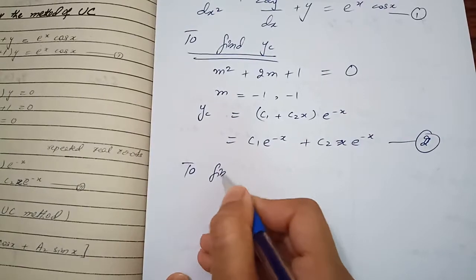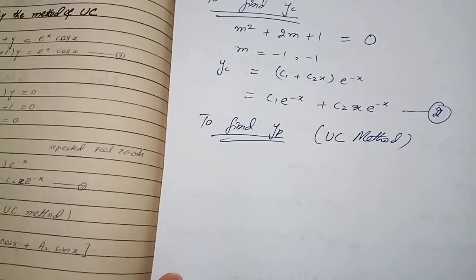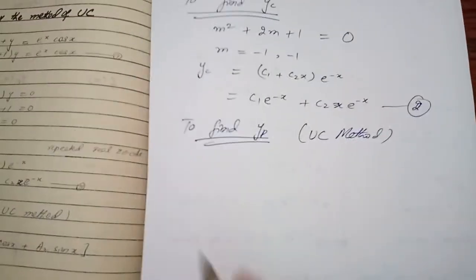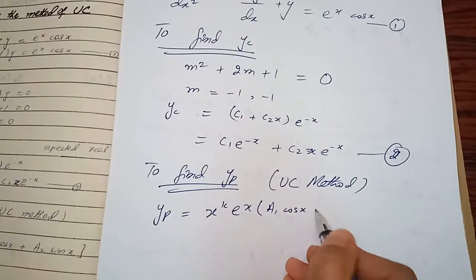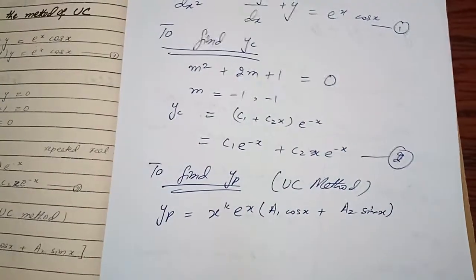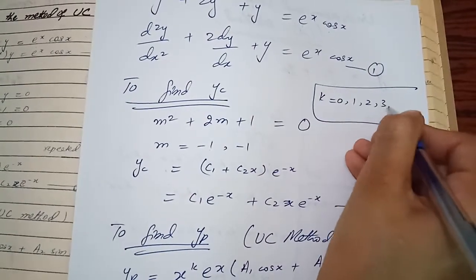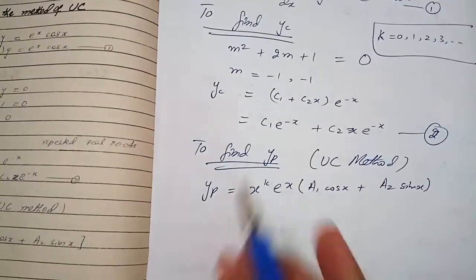Now to find the yp, that is your particular solution, we are going to use the UC method here. And we are going to follow the same thing I showed you here. So, you know that your f of x is e^x cos x. So, yp is going to be x^k e^x. And you know that when you have cos or sin, we are going to write here (a1 cos x plus a2 sin x). Now we have to take some value of k. K can be 0, 1, 2, 3 and so on. This is according to your differential equation, on which value of k it's going to satisfy. I am taking here k equals 0.